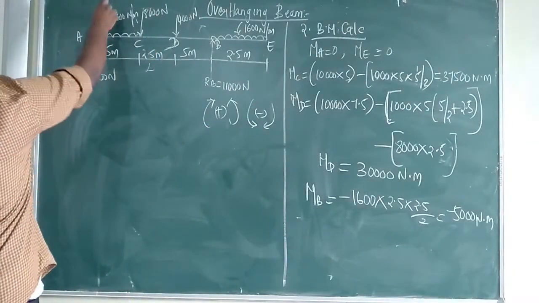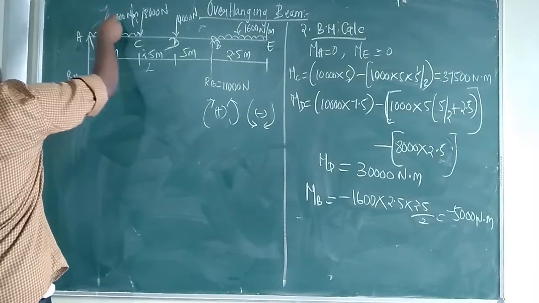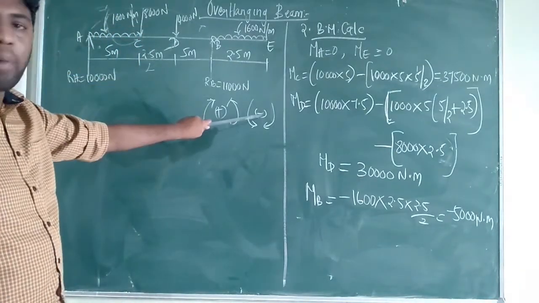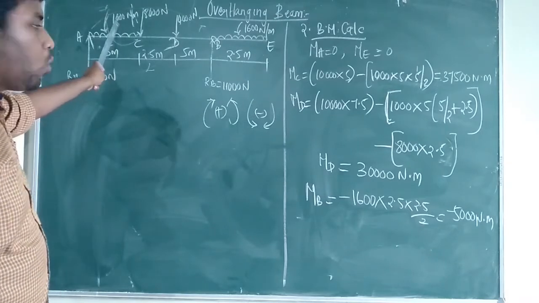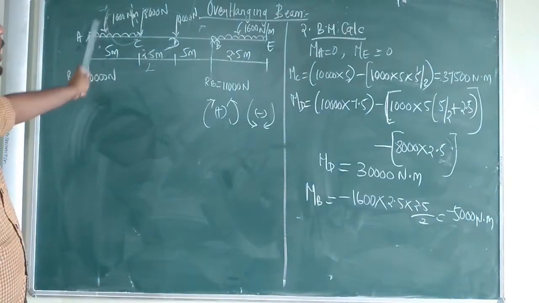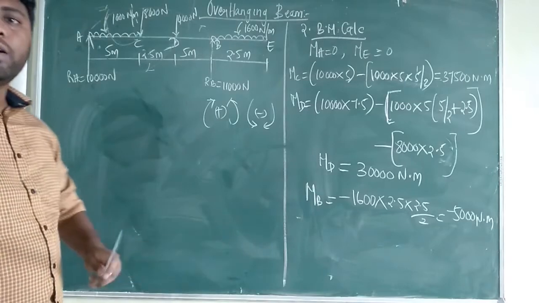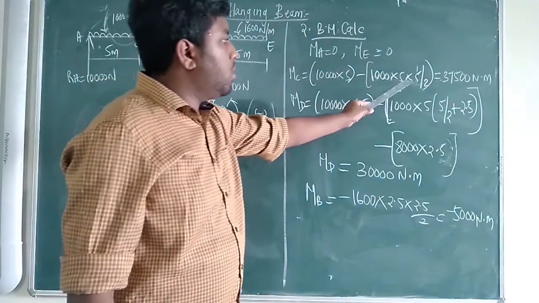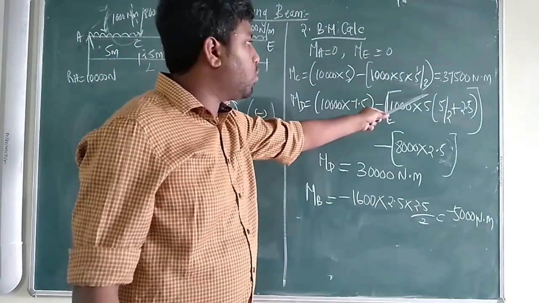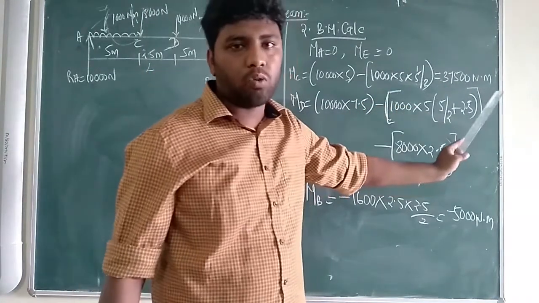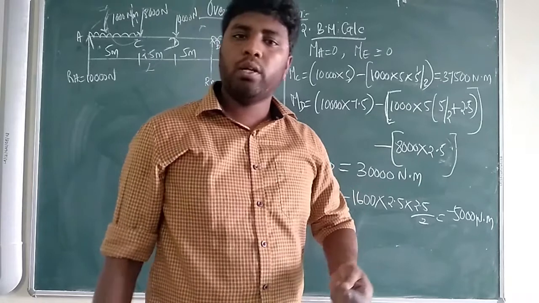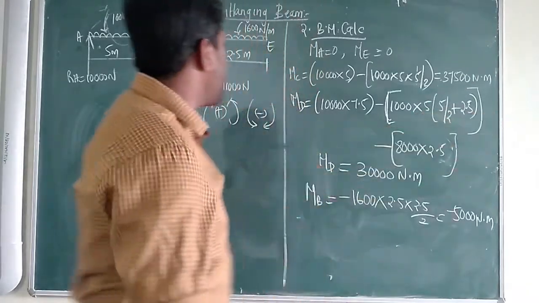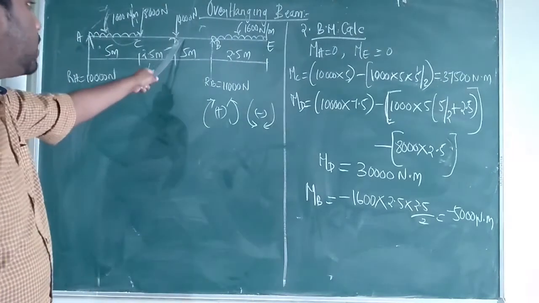This load is in downward direction. Downward means it will come like this. So it is downward, it is minus. So minus 1000 into, it is UDL, so distance into distance by 2. So 1000 into 5 into 5 by 2. Your answer is 37,500. Since your unit is Newton, so Newton meter. Understand? Next one, moment at D.